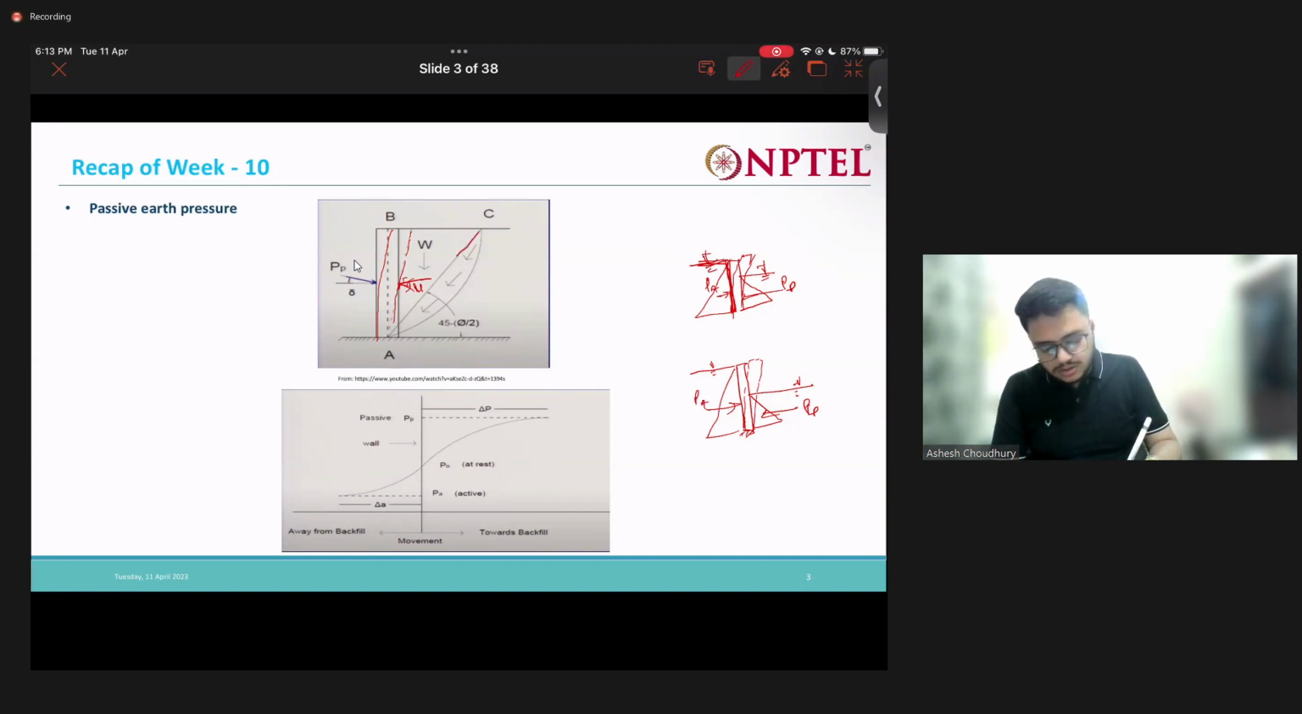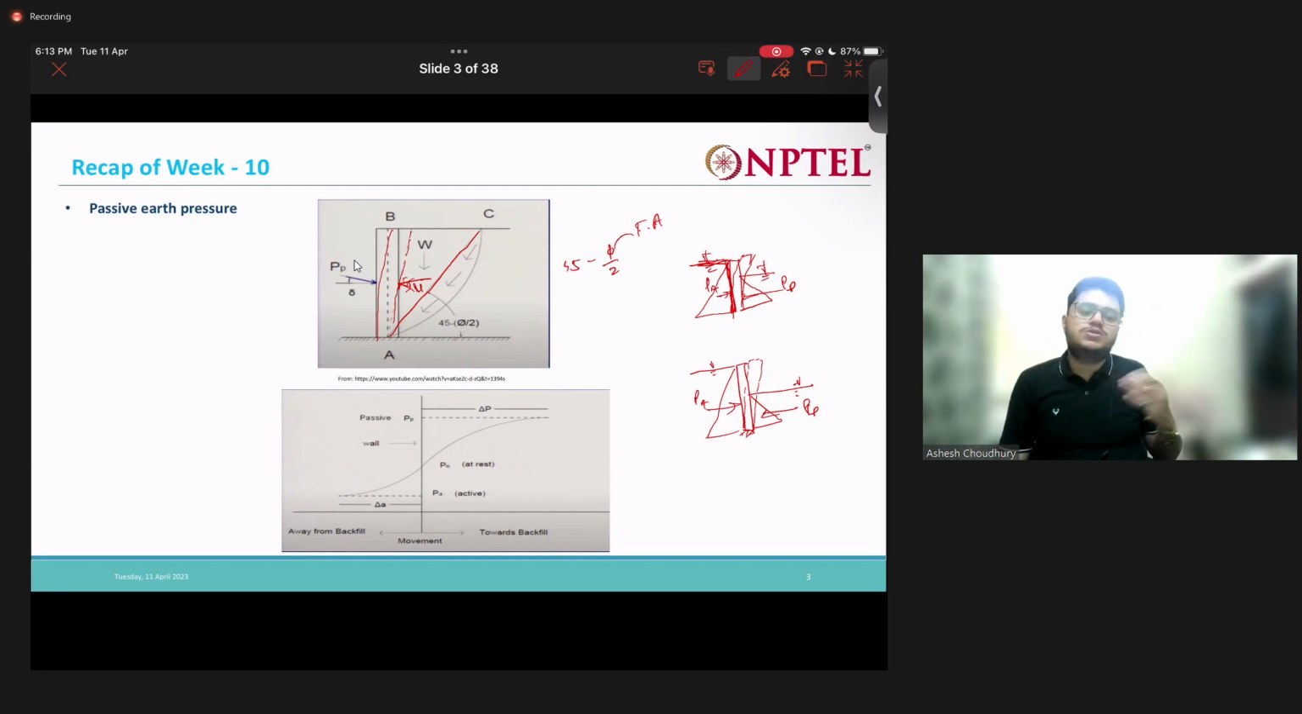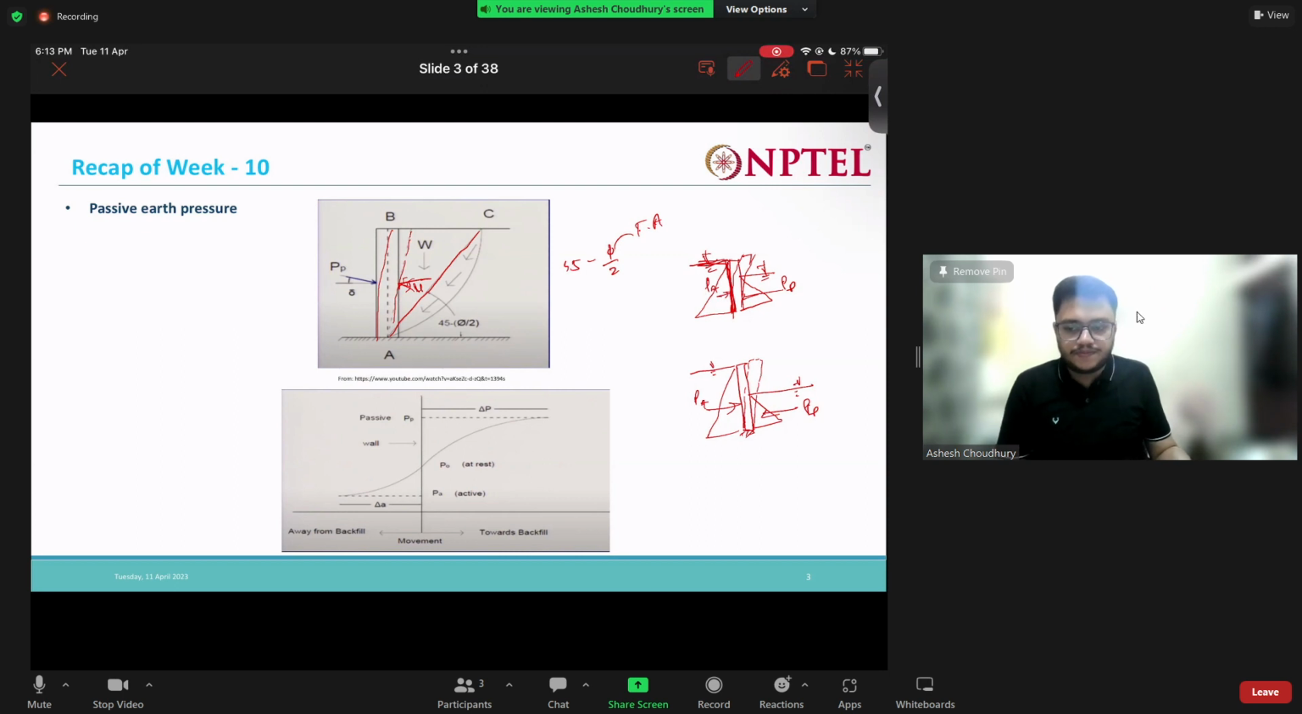In this case also the failure plane makes some angle with the horizontal. Here the angle is 45 minus phi by 2, where phi is the friction angle of the soil, right? So just the opposite of the active case.